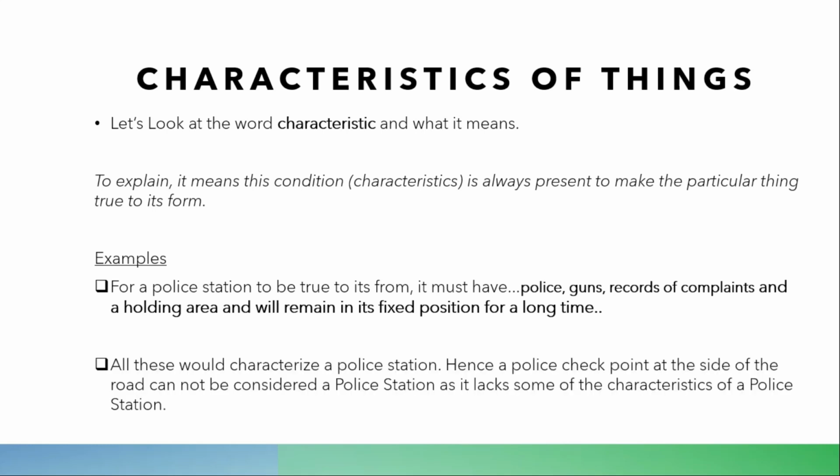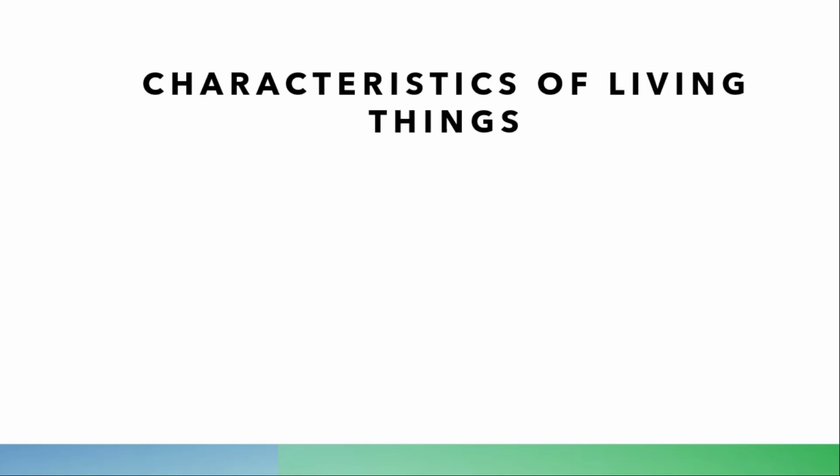Now, all these would characterize a police station. Hence, a police station checkpoint at the side of a road cannot be considered a police station, as it lacks some of the characteristics of a police station. So you can't be a living thing if you have some of the characteristics and you really don't have others.